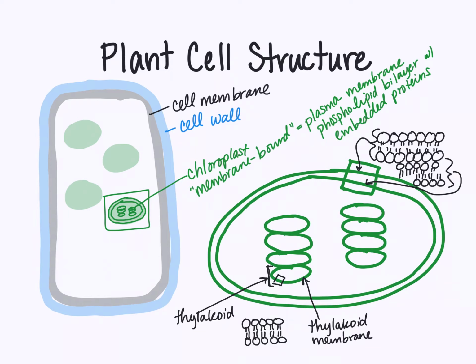The space inside the thylakoid is called the lumen. So we can call it the thylakoid space, or we'll see this word quite a bit in biology. Lumen just means the space that is surrounded by something else. And then a stack of thylakoids together is called a granum.